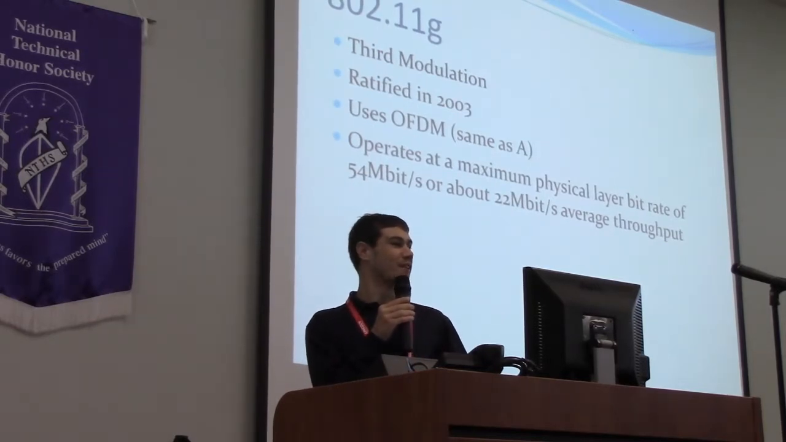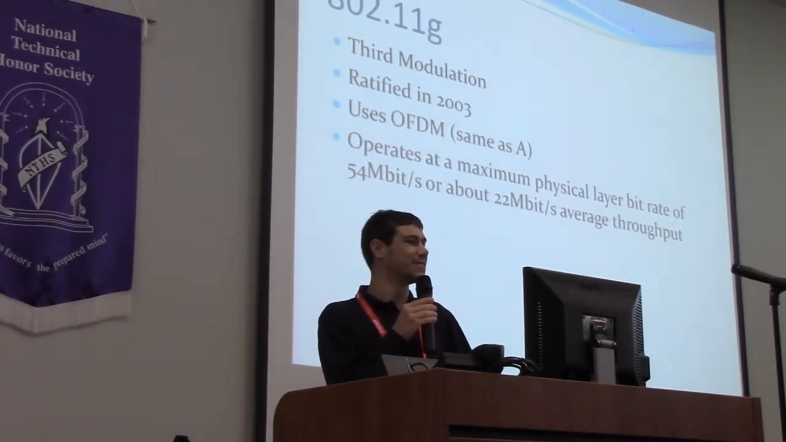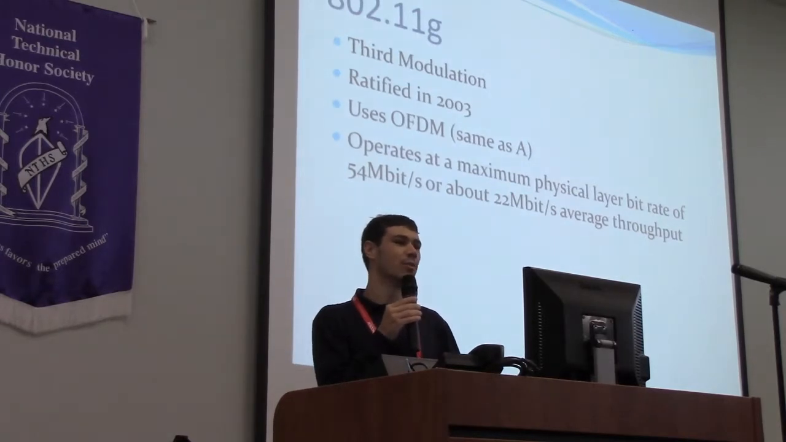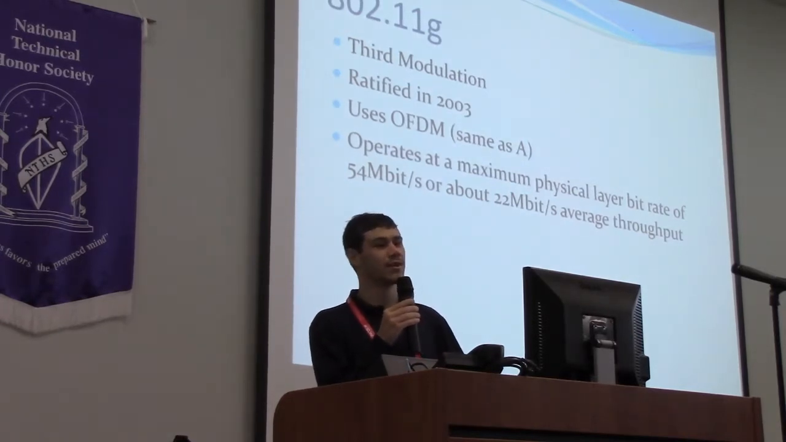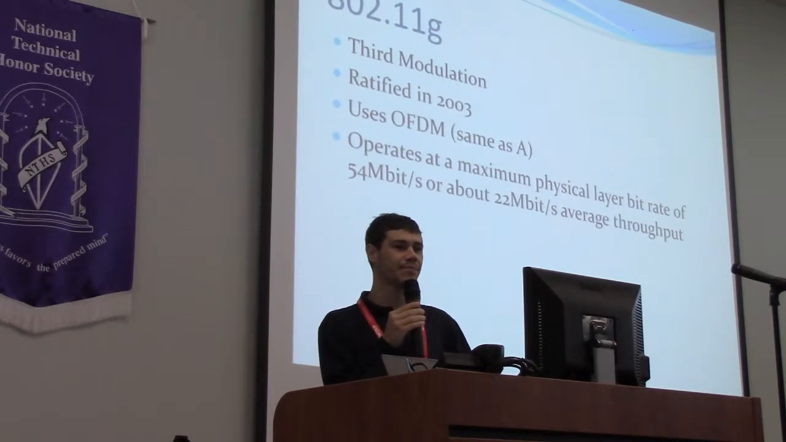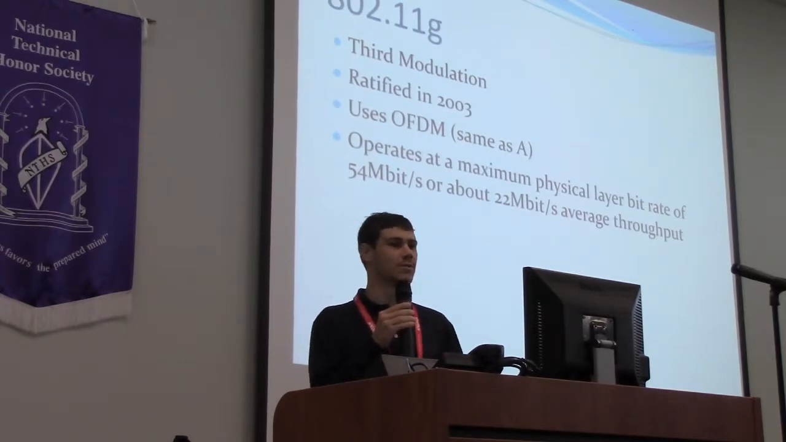Now, the frequency this operates at is 2.4, and it is backwards compatible with 802.11b. So any device that runs B can also run on a G device, but it will not run at the full speed of G because it wasn't designed to.